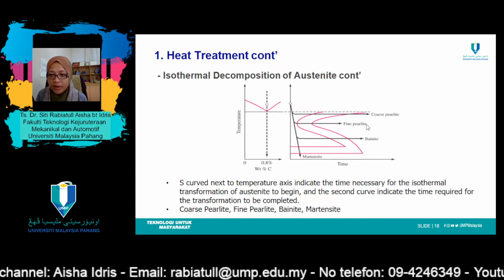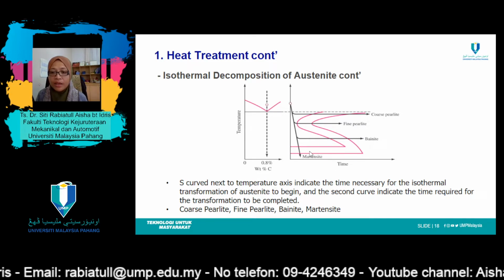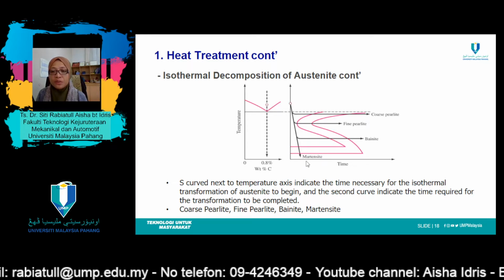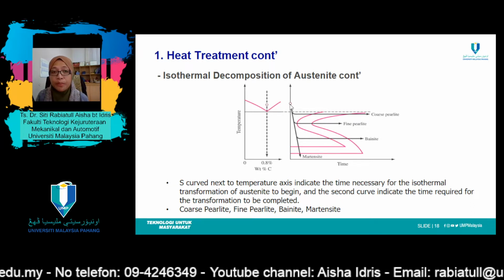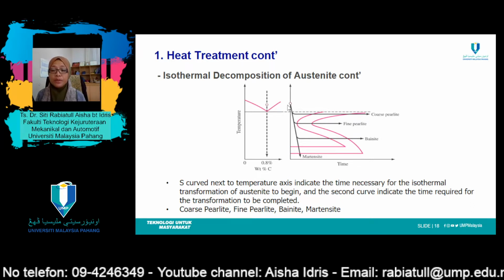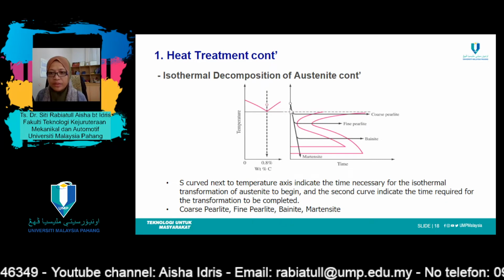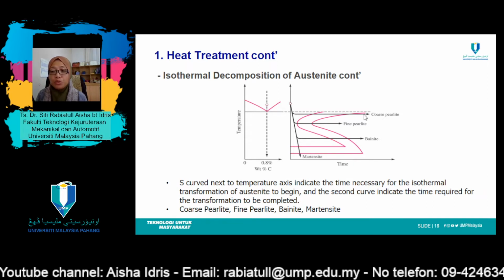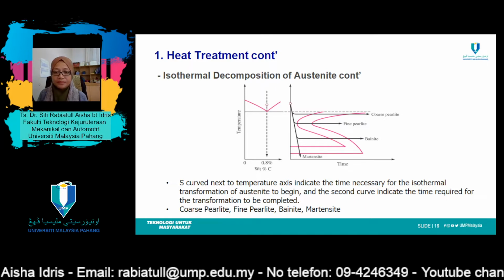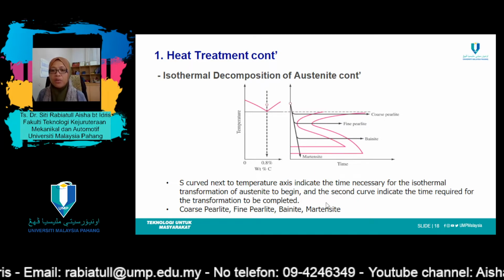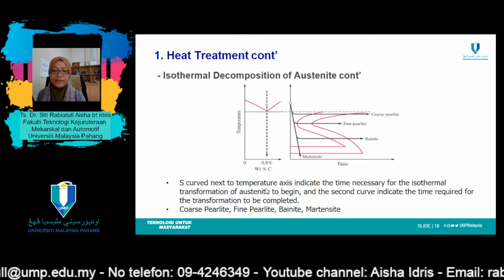This is coarse perlite. This one is fine perlite, and this is the area for bainite, and the bottom part over here is martensite phase. So this one is the cooling point, which is a temperature below austenite temperature. So following this line, you should be able to produce different types of structure which is needed. And this one may only occur for carbon steel equal to 0.8 weight%.